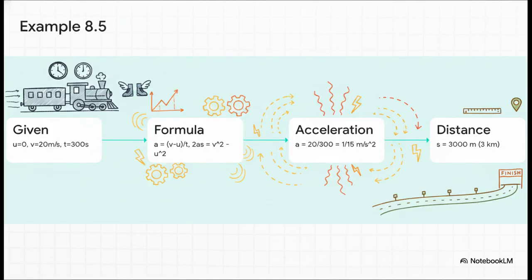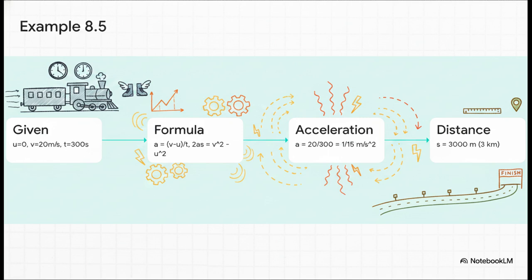By methodically listing our given values and converting our units first, we can totally avoid those common algebra mistakes. A train starts from rest, so our given u is 0. Final velocity, v, is 72 kilometers per hour, which we immediately convert to 20 meters per second. Time, t, is 5 minutes, which is 300 seconds.